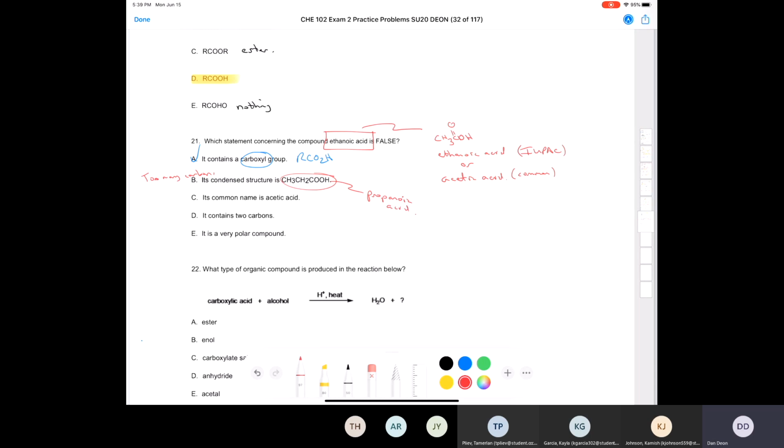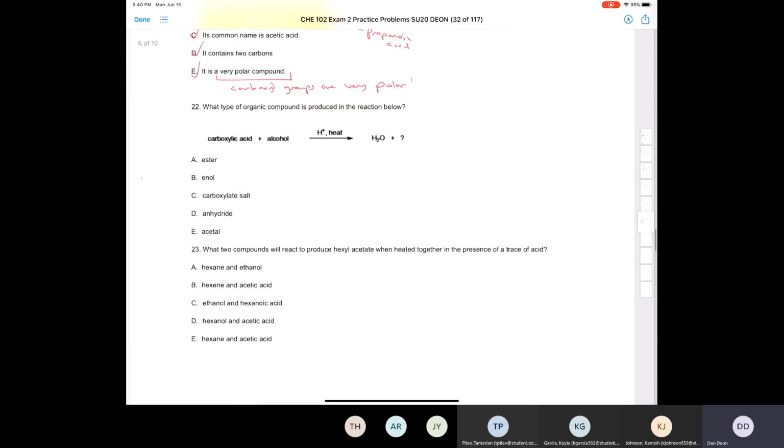Okay, and so the statement that's false is this one. Okay, the common name is acetic acid. Oops. The common name is acetic acid. It has 2 carbons, not 3 carbons, and it is a very polar compound. Carboxylic acids generally, so carboxyl groups are very polar. All right, let's move on from there.